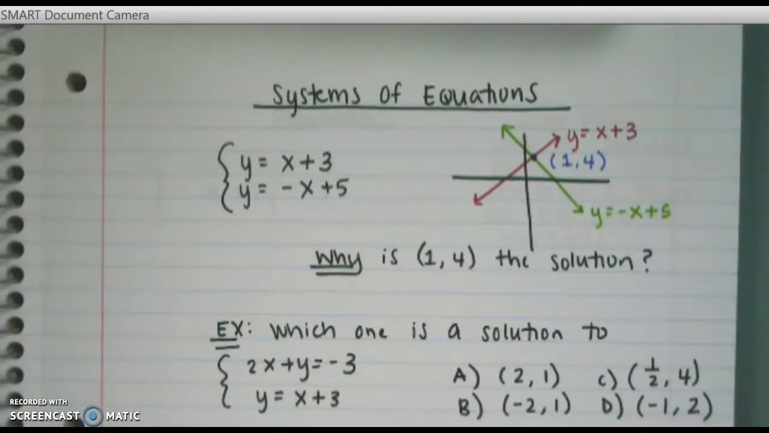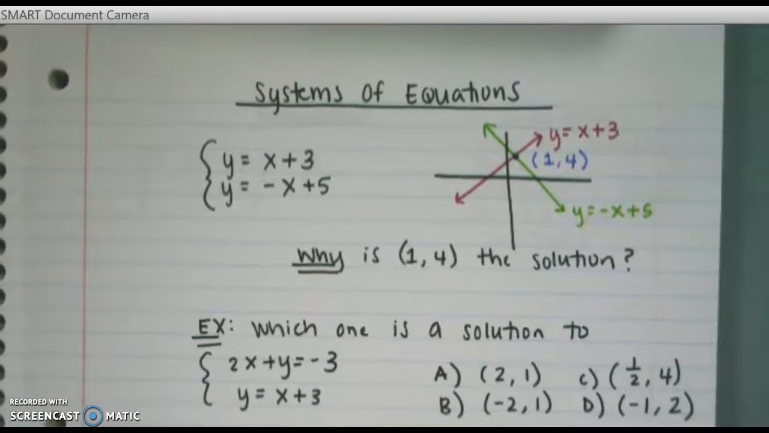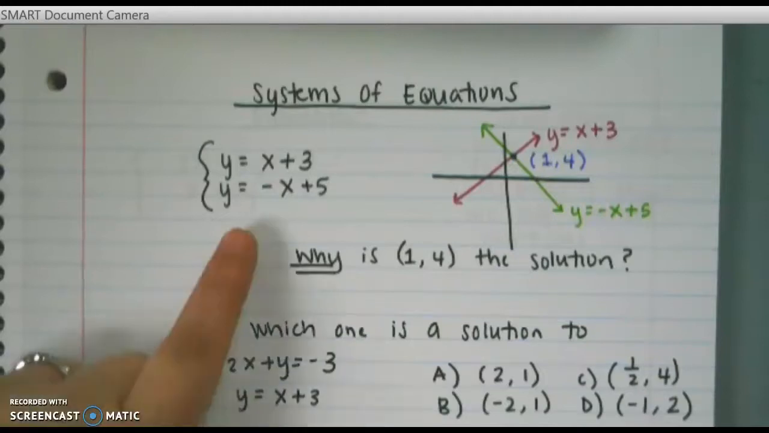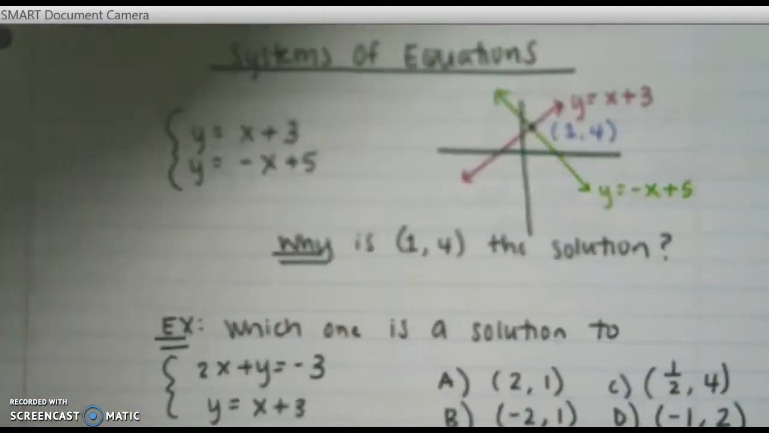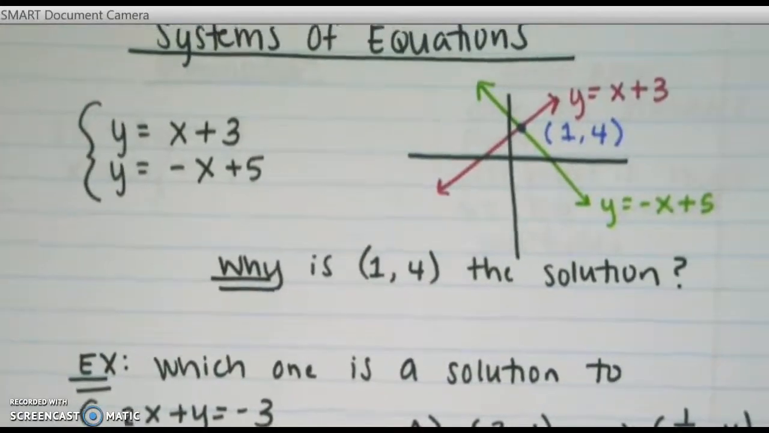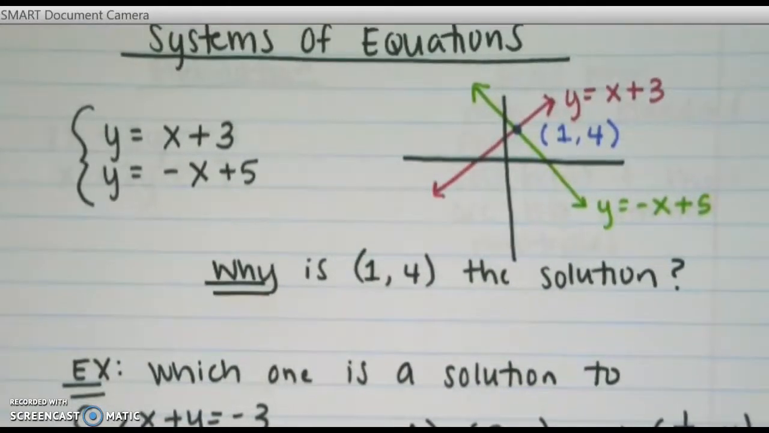Alright, so a system of equations is basically when we want to analyze two lines at the same time. So in this first example, I have the line y is equal to x plus 3, and that's in pink. And the other line is y equals negative x plus 5, and I sketched that in green. So the solution is the point where they intersect.